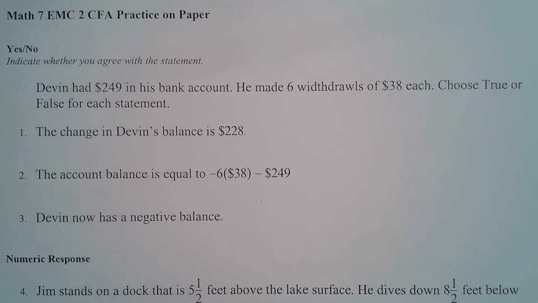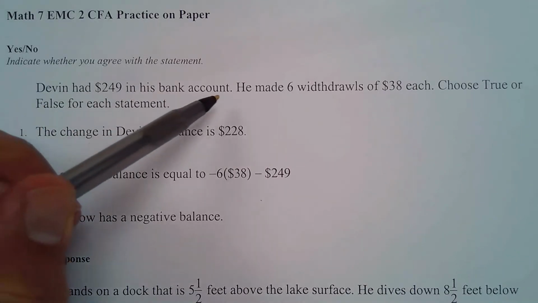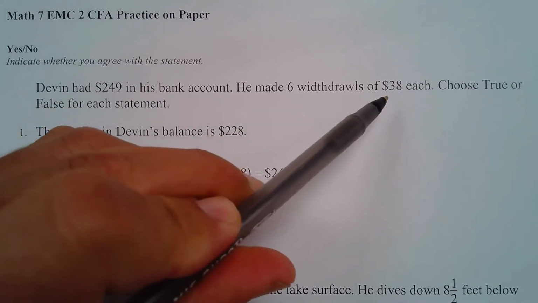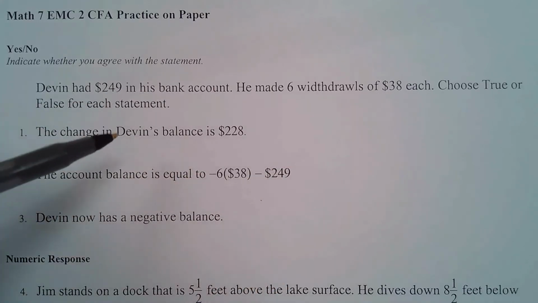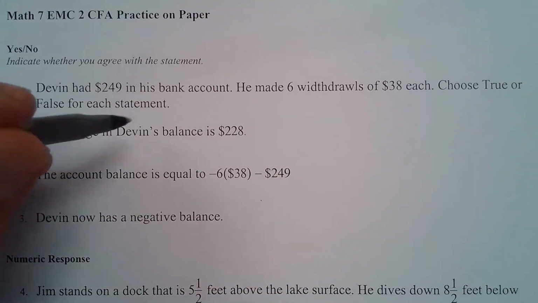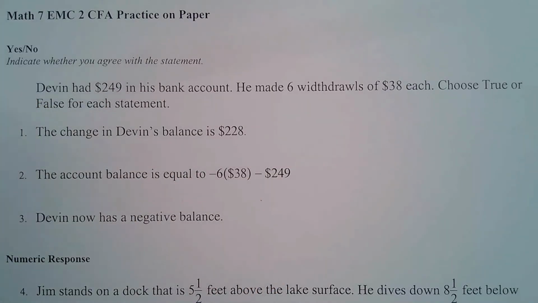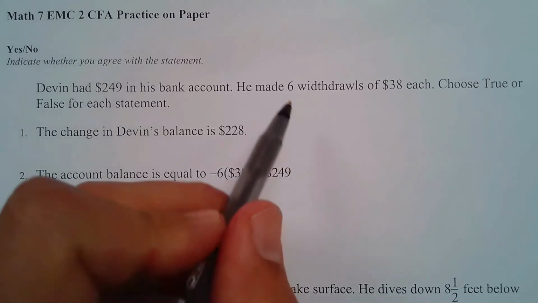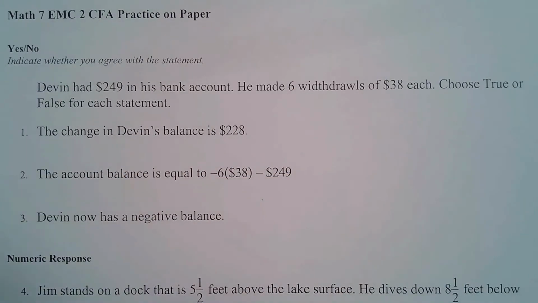There's 6 questions. The first one says, Devin had $249 in his bank account. He made 6 withdrawals of $38 each. Choose true or false for each statement. The change in Devin's balance is $228. Well, let's see. He made 6 withdrawals of $38 each.